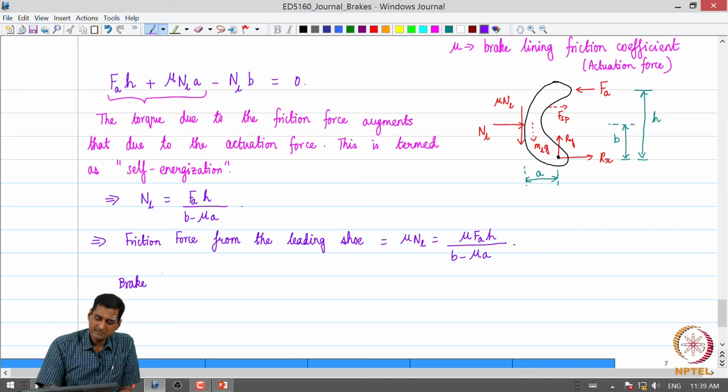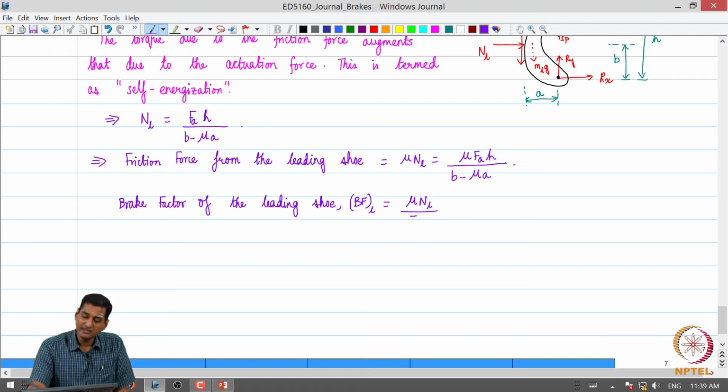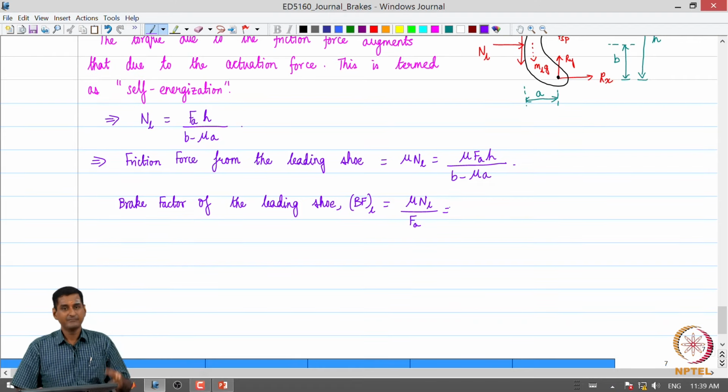Now, there is something called a brake factor. Let us define what that is. The brake factor of the leading shoe, which we are going to indicate as BF subscript L, is nothing but the ratio of the output friction force to the input actuation force. So this is like output by input. If we substitute mu NL, FA is going to cancel off, and we essentially get mu H divided by B minus mu A.